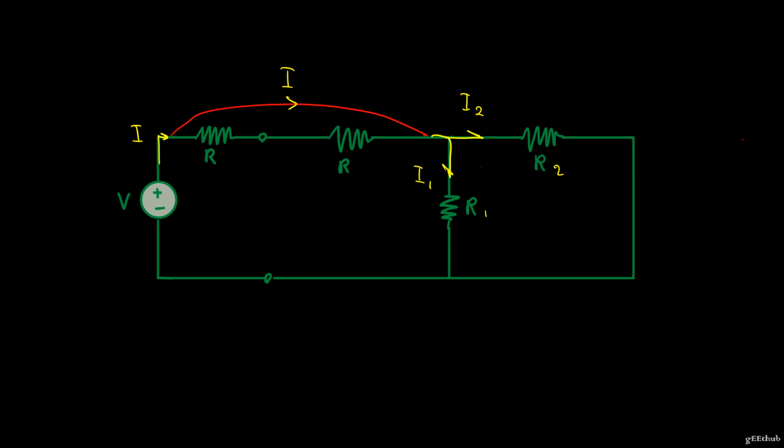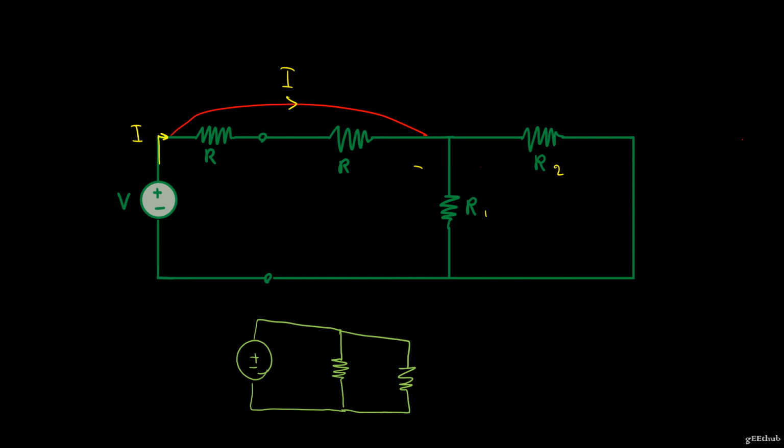But our circuit will look something like this now, where I'll have my battery and I'll have two resistors in parallel. Why in parallel? Because these two resistors share two terminals together now. This is terminal 1 and this is terminal 2, which is common for both resistors.